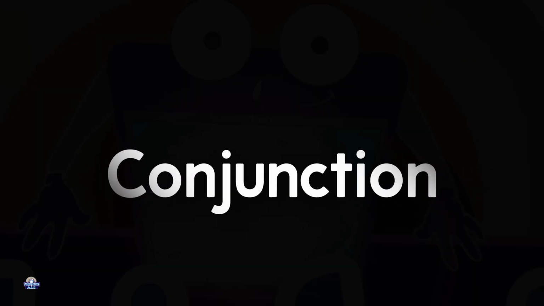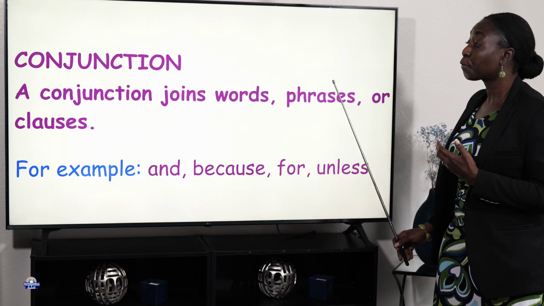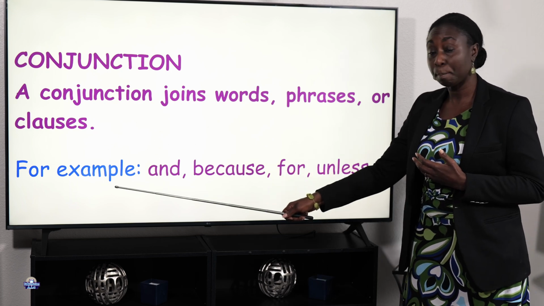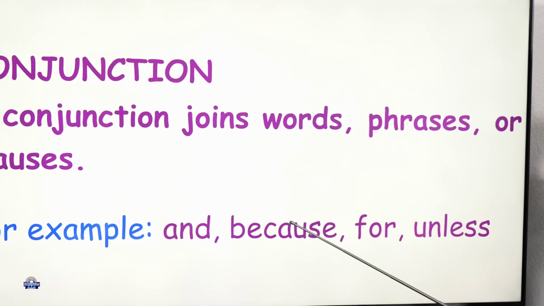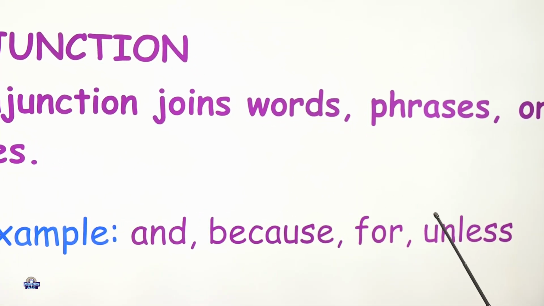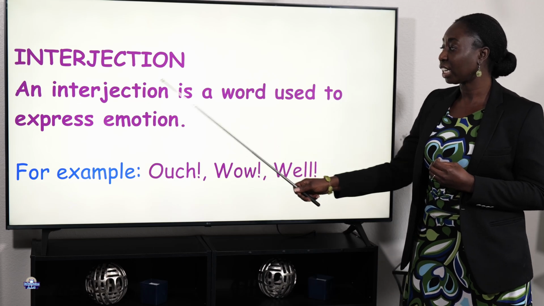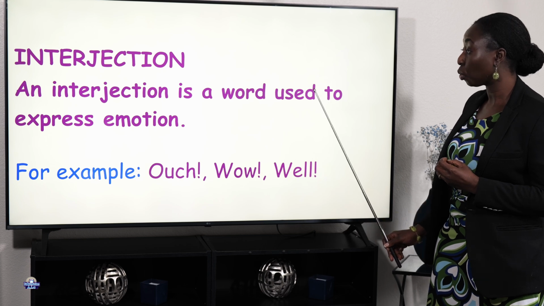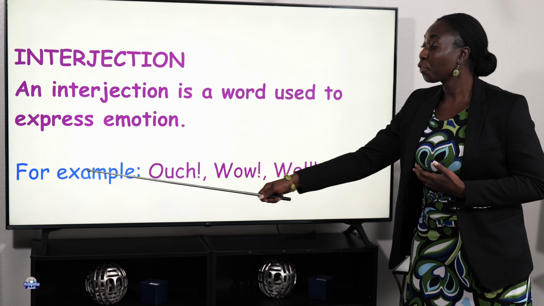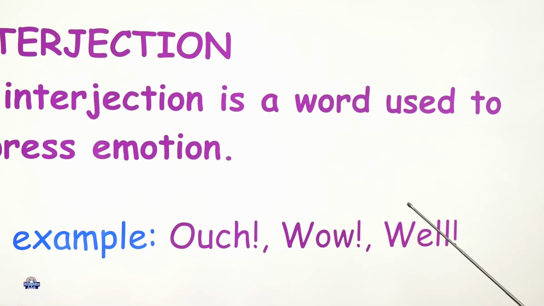Conjunction. A conjunction joins words, phrases, or clauses. For example, and, because, for, unless. Interjection. An interjection is a word used to express emotion. For example, ouch, wow, well.